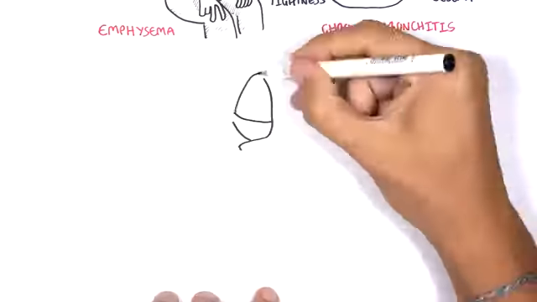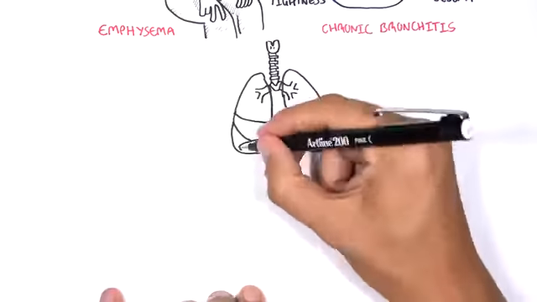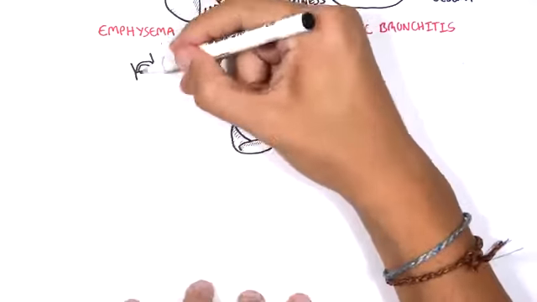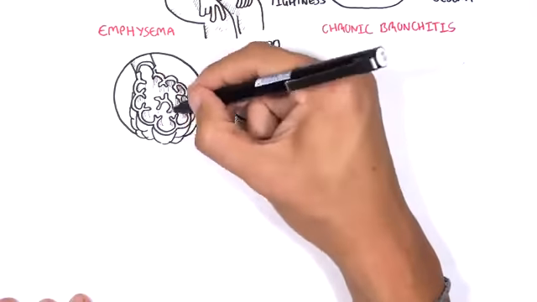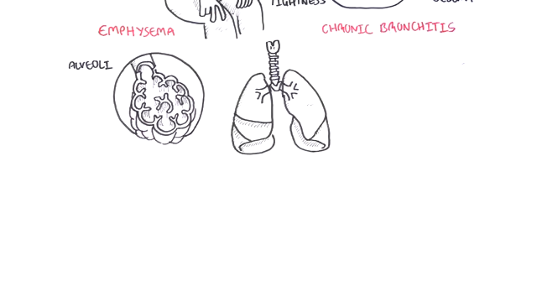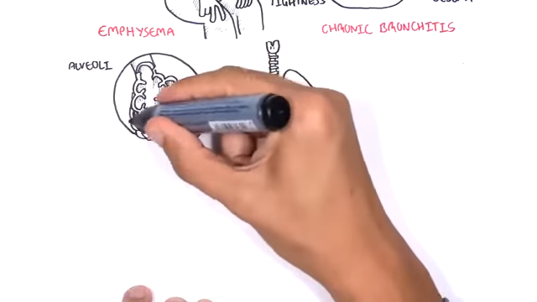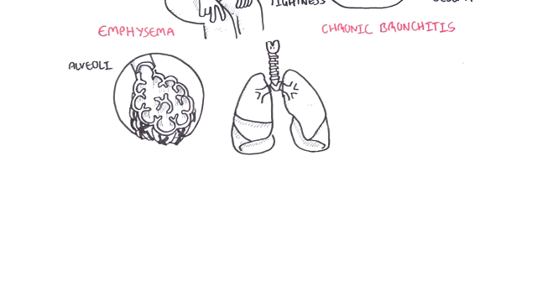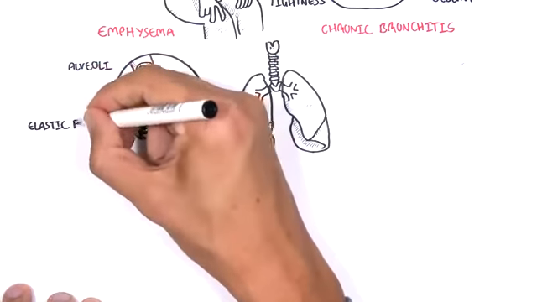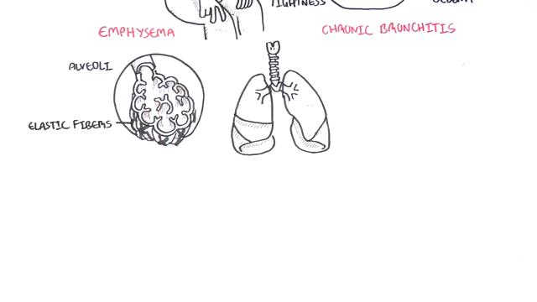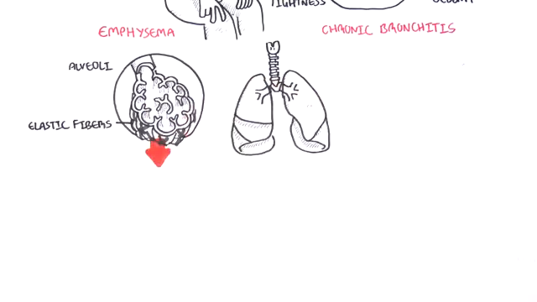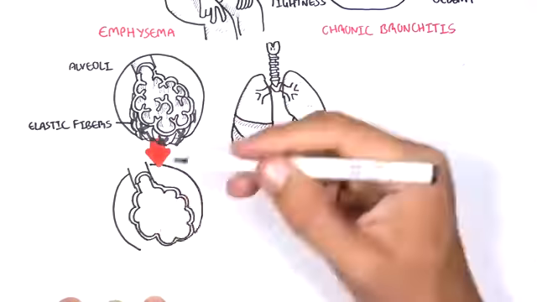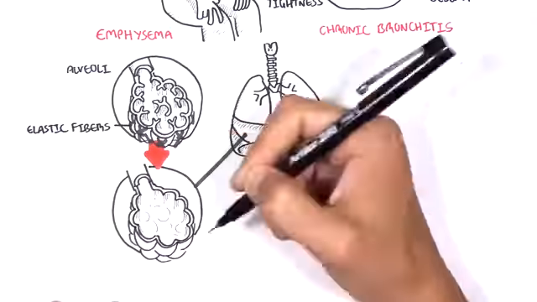Let us now look at the pathology. Here I'm drawing a lung. Let us first begin by looking at changes that occur in emphysema. Pure emphysema mainly affects the functional units of the lungs, which are the alveoli. Alveoli are covered with elastic fibers, which allow the alveoli to expand and recoil back, pushing air out as we exhale. However, in emphysema, what we see is a loss of elastic fibers.